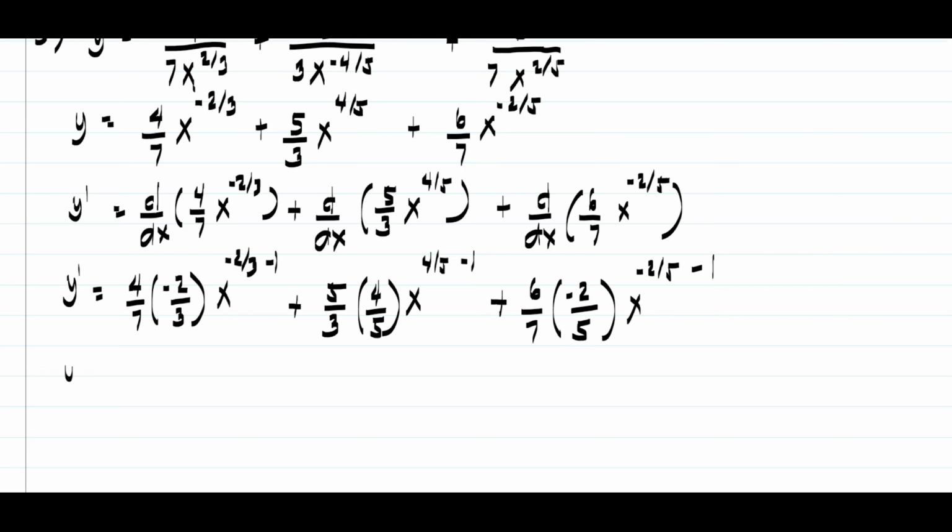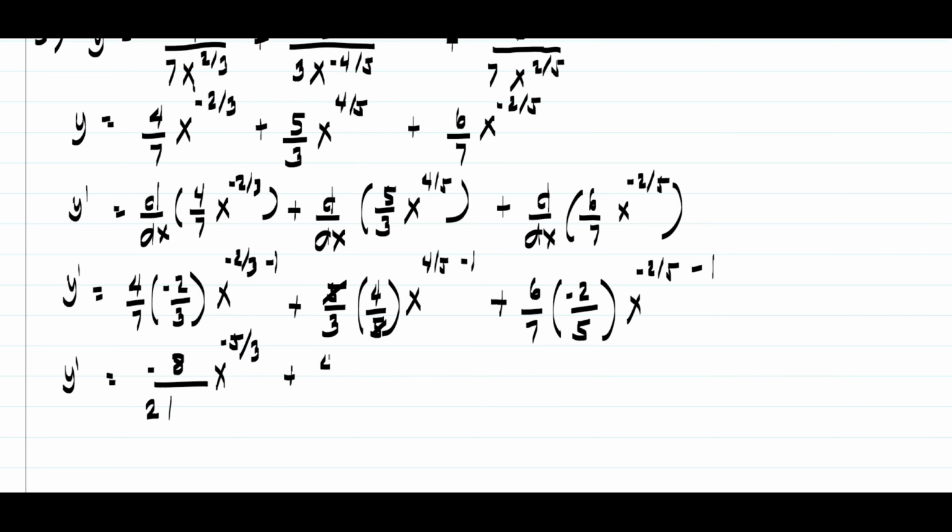So let us have y prime equals 4 times negative 2 is negative 8 over 7 times 3, that is 21. And then we have x raised to negative 2 thirds minus 1, that is negative 2 minus 3 is negative 5. Copy the denominator 3. And then let us have, or we can cancel 5.